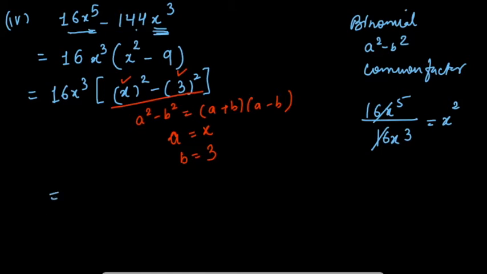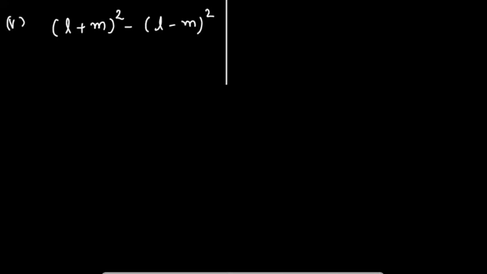So again we will copy 16x cube as it is, and we will apply the third algebraic identity here, which is a plus b, which means x plus 3 and x minus 3. So these are the factors of the given expression. I hope this is clear. Now I will explain you the next part of this question, which is part 5. This question is very interesting. L plus m whole square minus L minus m whole square. So children, I'll be explaining you this question by two ways. Okay. So let's do the first method. Method 1.